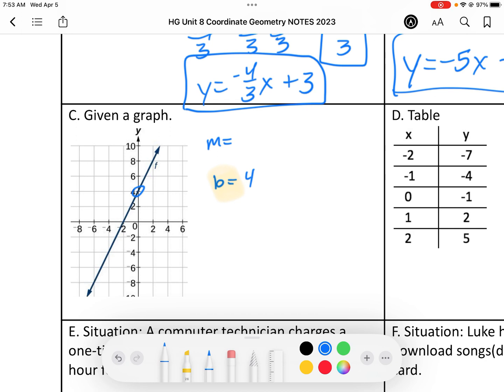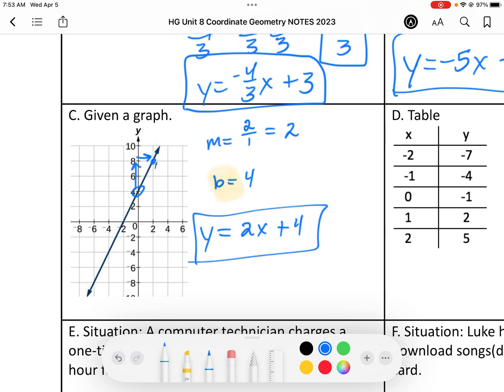And then just use rise over run to go to a second point, like this one. Well, that would be a rise of 2 over a run of 1. Or if you're looking at the actual numbers, that would be a rise of 4 over a run of 2, but that still simplifies to a slope that equals 2. So I just plug those into the equation. Y equals 2x plus 4.